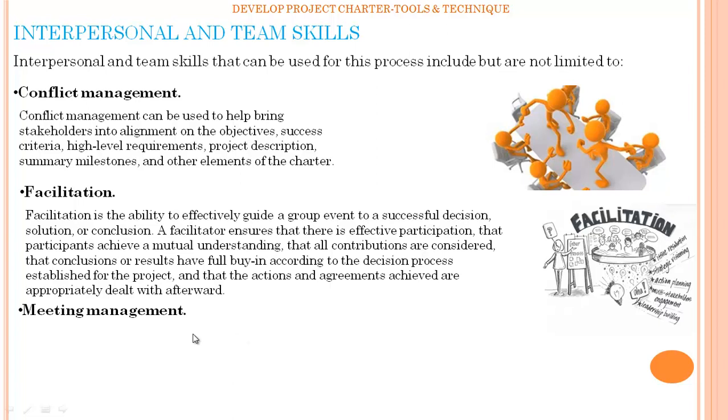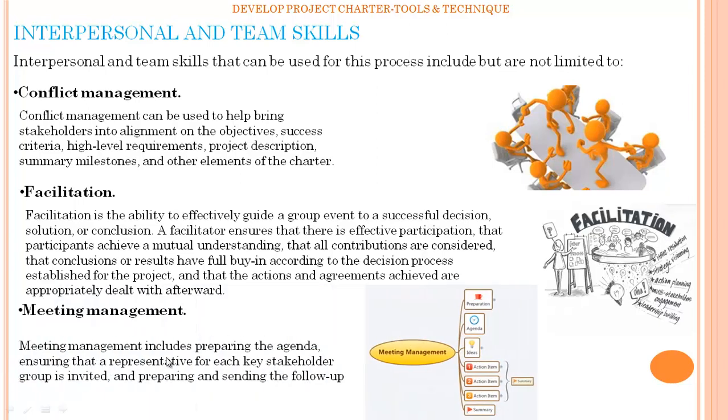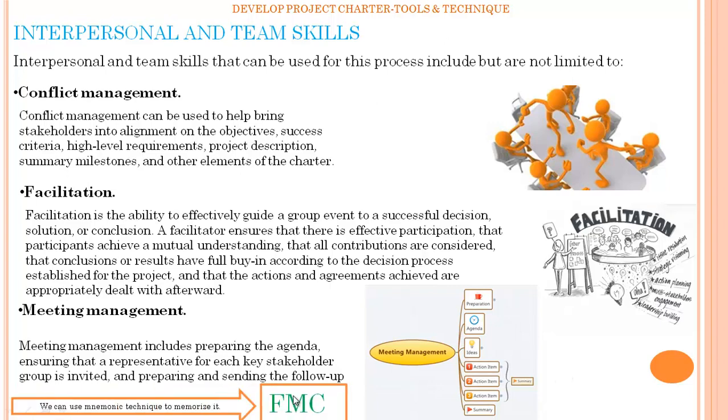Now we'll explore meeting management. Meeting management includes preparing the agenda, ensuring that a representative for each key stakeholder group is invited, and preparing and sending the follow-up. This diagram represents meeting management: meeting preparation, agendas, ideas, action items, and summary. We can use a mnemonic technique to memorize it. FMC, where F represents facilitation, M represents meeting management, and C represents conflict management.